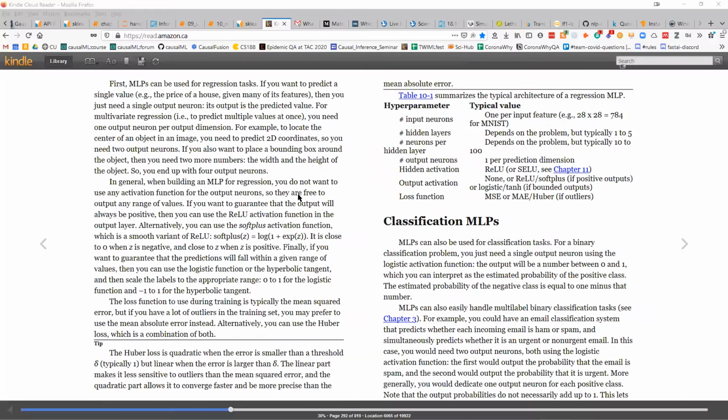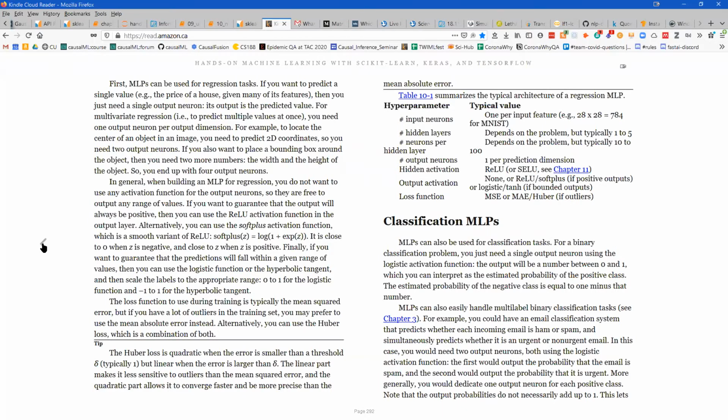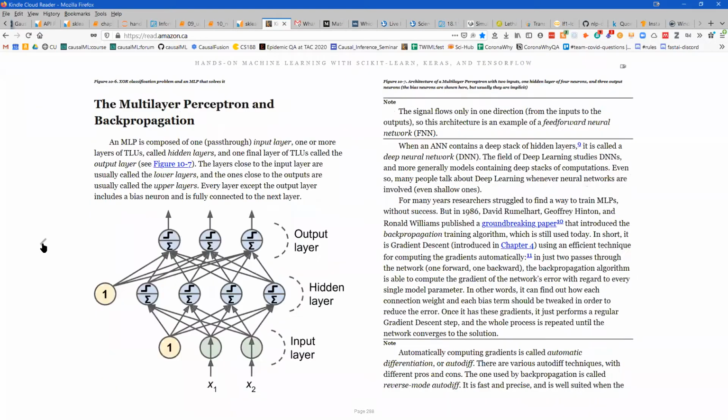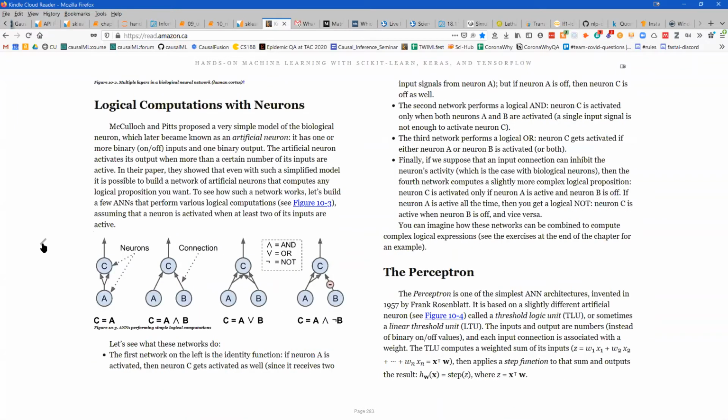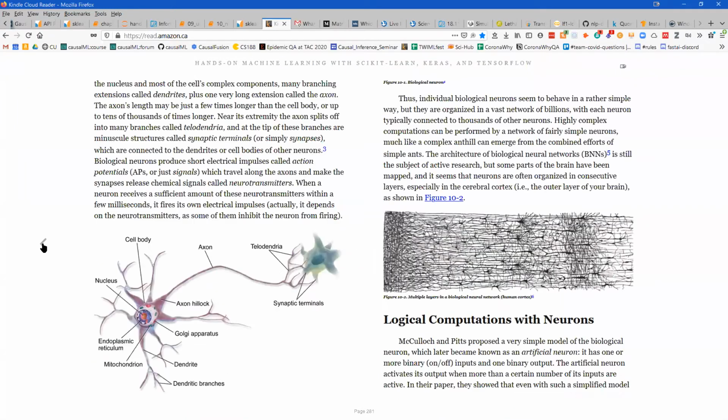Right, so hope you've had a chance to get through a lot of this material. Let's just start at the beginning of the chapter. And can you see my screen, by the way? Yes. Great, thank you.